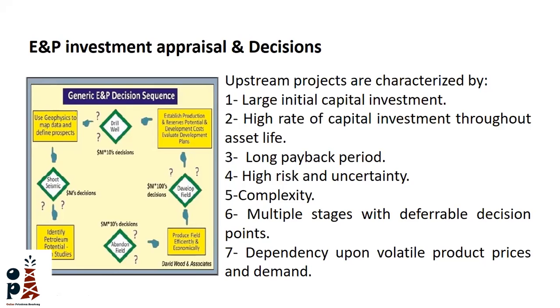The third characterization is a long payback period. It may take from 4 to 7 years to restore all the investment you make. You have high risk and uncertainty in oil and gas projects. You have complexity because you have to integrate all the teams together. You have multiple stages with definable decision points.